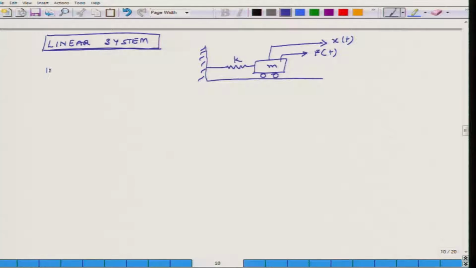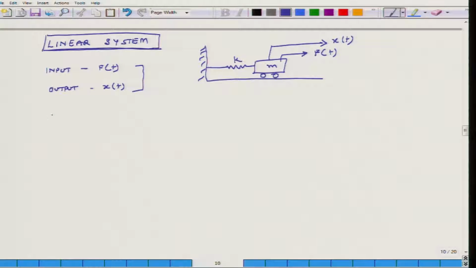So, in this case what is my input? What is my input in the system? It is the force, right, and the output, that is what I am interested in trying to figure out, is the displacement.